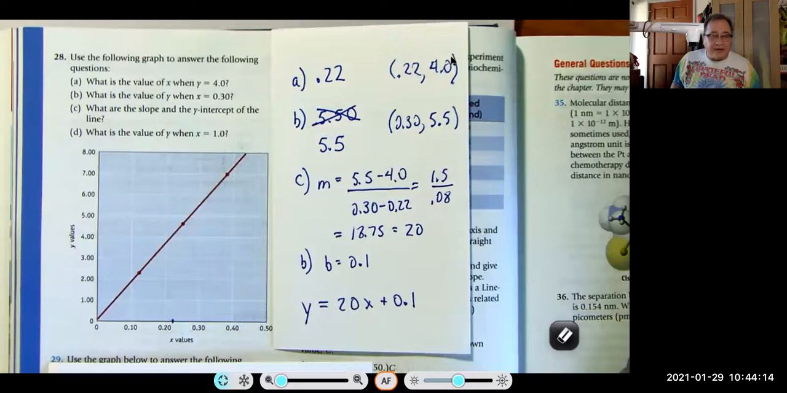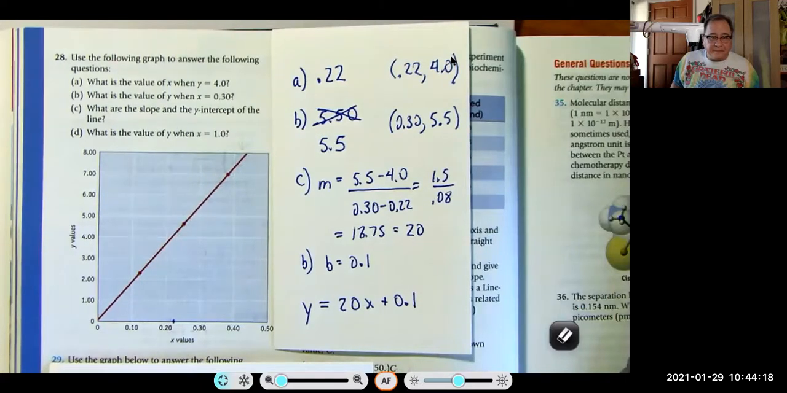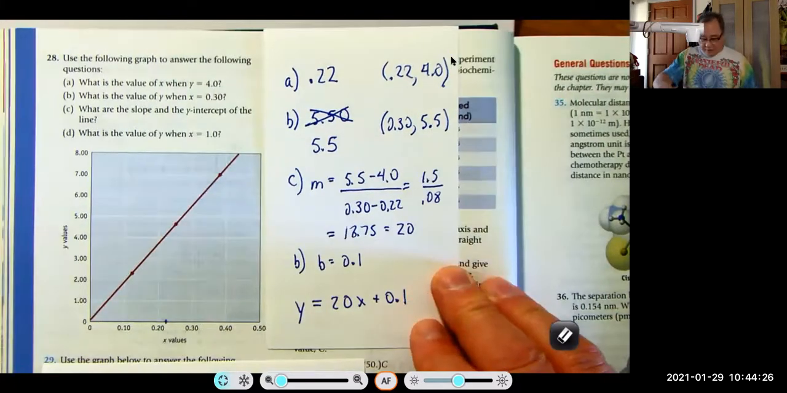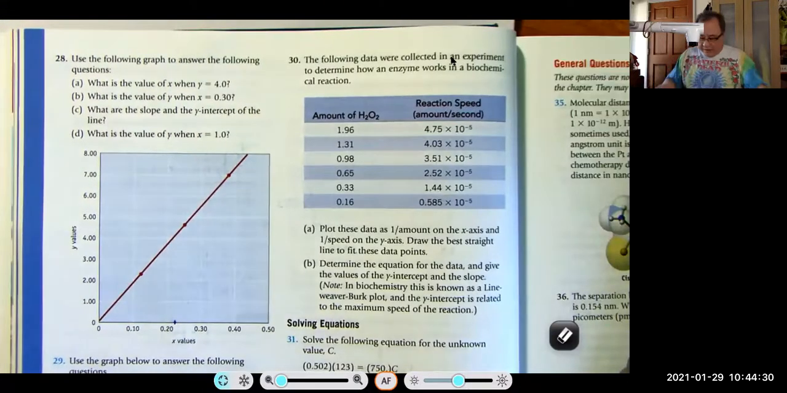Are there any questions about that? That's a yes or no. Any questions? Okay, we're going to go ahead and move on then. So that one was worthwhile because it tied in with what we had just done.